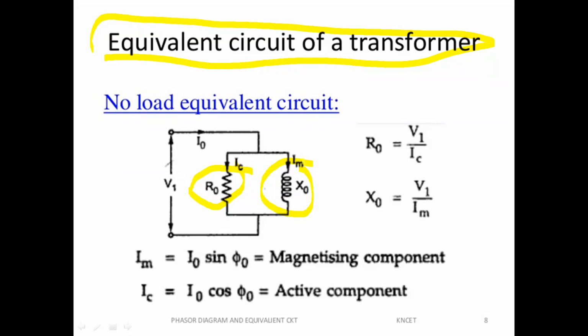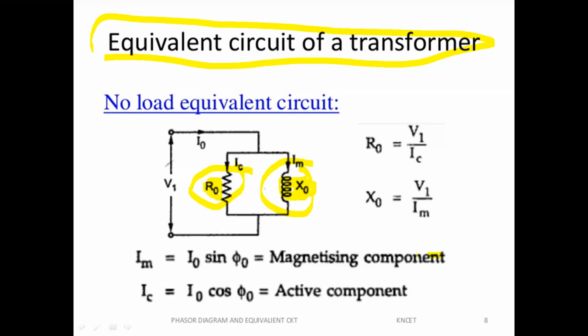So we represent that with the parallel branch. This parallel branch does not depend upon the load. That's why we draw it in parallel. If we drew it in series, it would depend upon the secondary load components. So that's why we made it parallel and drew it on the primary side. This resistance component represents the core loss in the transformer at no load or at full load. This reactance X0 component represents the magnetic flux producing component.